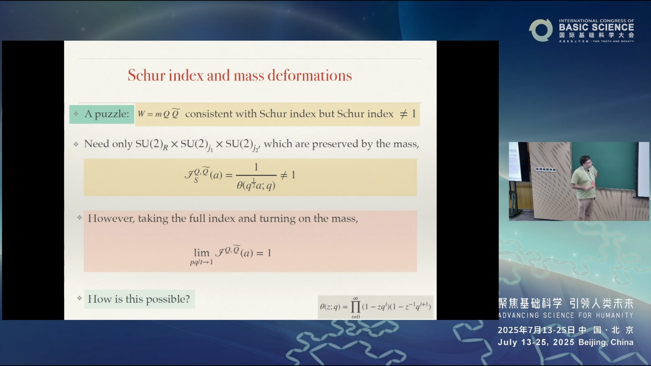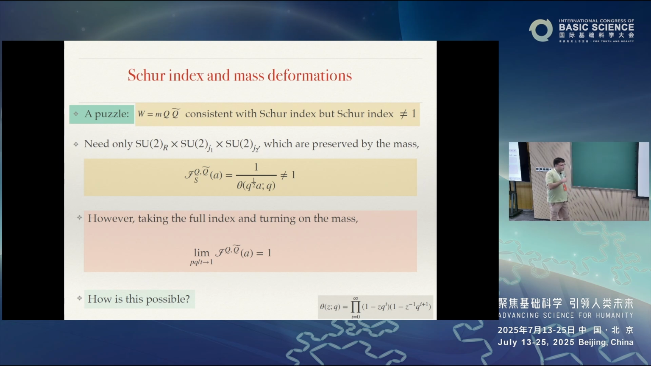However, if you compute the Schur index, you just set q equals t in the full index of Q and Q tilde, to obtain that the Schur index is given by 1 over a theta function. And this thing is not equal to 1. This is some non-trivial function. So how come the index is consistent with turning on a mass term? We said the index is an RG invariant, and if we turn on a mass term, then the index has to trivialize, but this thing is not equal to 1.